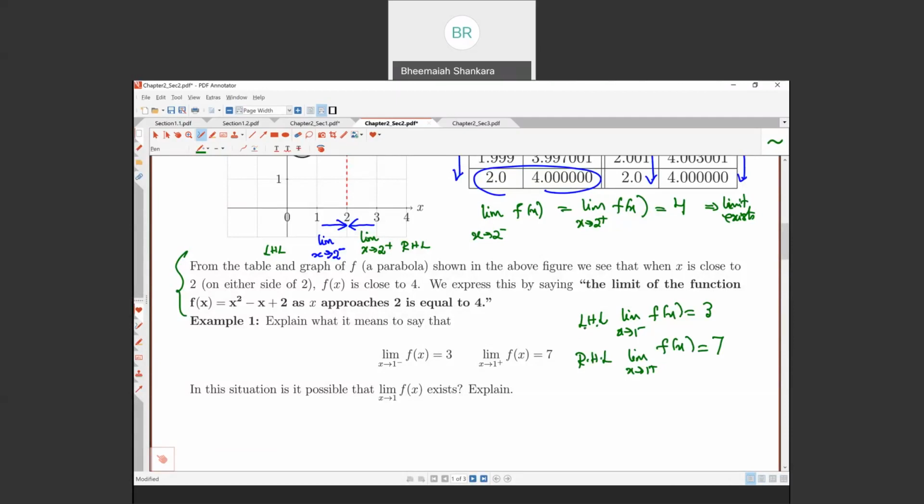When x is approaching 1 from the left and 1 from the right, you see that the limit values are not the same. So the question is asking you, is this situation possible that the limit exists? Your answer would be no. The limit as x approaches 1 of f of x does not exist.